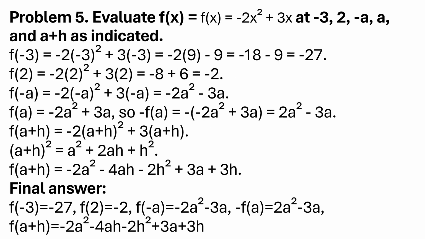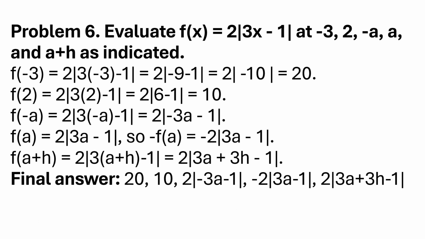We are given f of x equals negative 2x squared plus 3x. Substituting negative 3 gives negative 27. Substituting 2 gives negative 2. Replacing x with negative a gives negative 2a squared minus 3a. The expression negative f of a equals 2a squared minus 3a. Finally, substituting a plus h and simplifying gives negative 2a squared minus 4ah minus 2h squared plus 3a plus 3h.